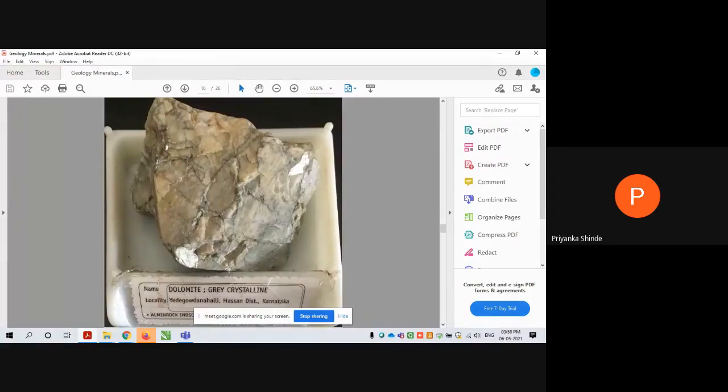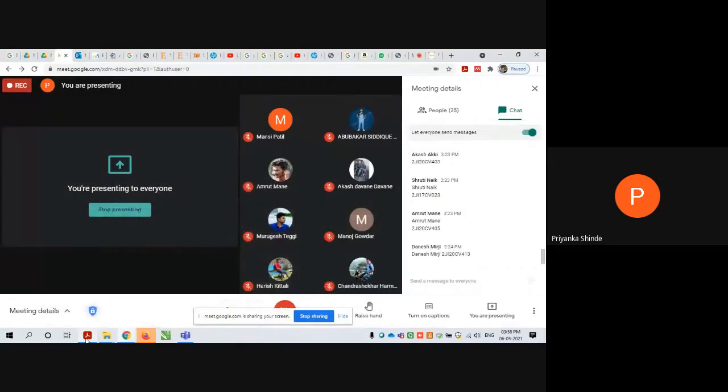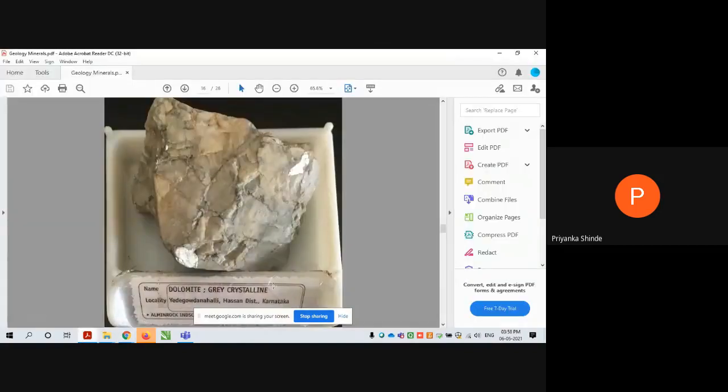Then the use, as I told you, the composition is CaCO3, that is lime. So lime is the main ingredient in the manufacturing of what? Cement. Yes, cement. The lime is used as a flux. Then it is also used as a bleaching agent, and it is also used in paints. So the main use of this is in the manufacturing of cement.